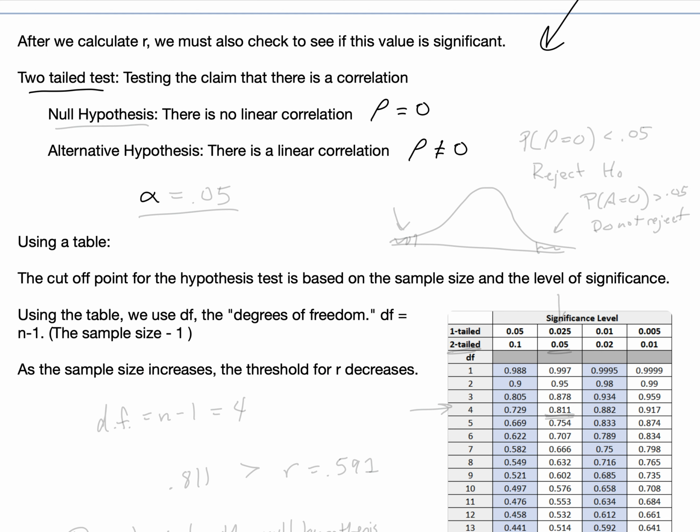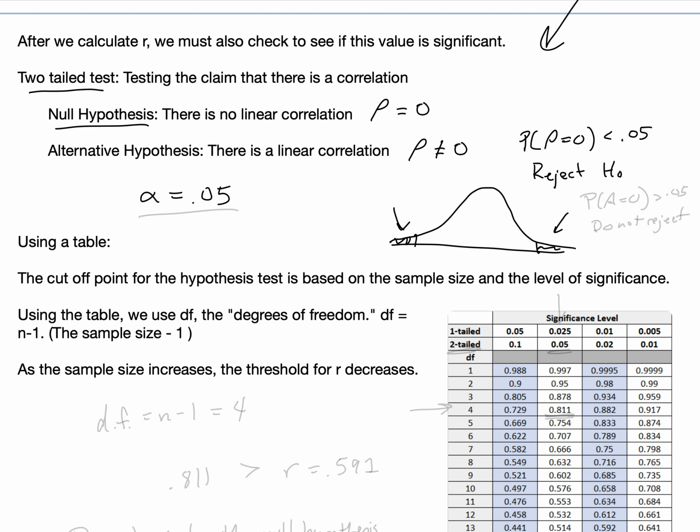We need some level of significance. Let's use alpha equals 0.05 as our level of significance. And this means that the cutoff is 0.05. So if a value at least this extreme occurs less than 0.05 of the time, basically if the probability that rho equals 0 is less than 0.05, that's the area in these tails, then we reject H naught.